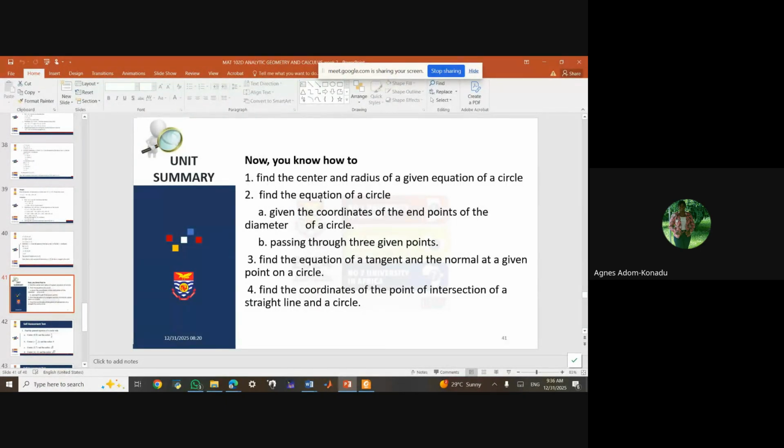Okay. So now you know how to find the center and the radius of a given circle, and the equation of a circle. You know how to find the equation of a circle given the coordinates of the endpoints of the diameter of the circle, and passing through 3 points. You can find the equation of the tangent and normal at a given point on a circle, and find the coordinates of the point of intersection of a straight line and a circle.